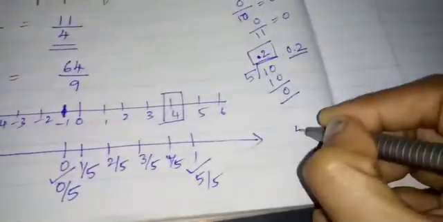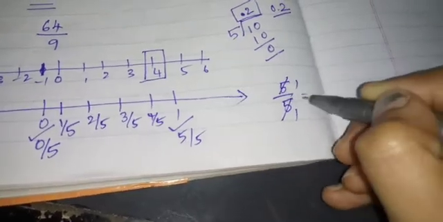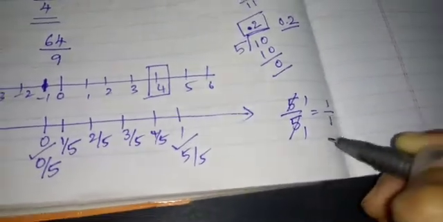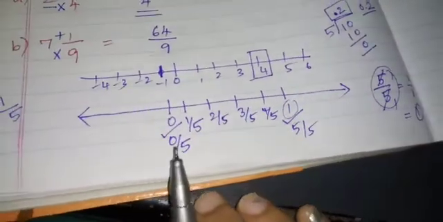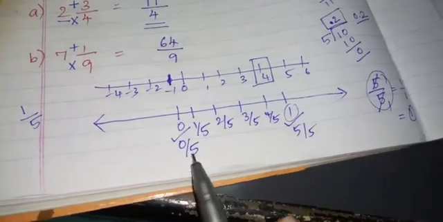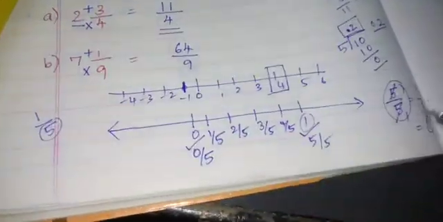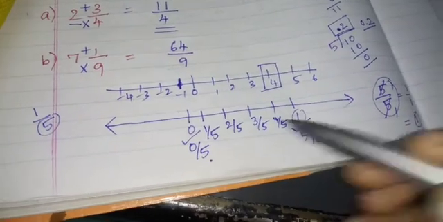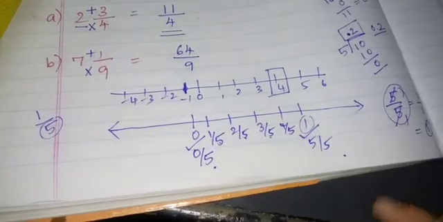How? Listen, if I am writing 5 by 5, in the fifth table, 1 times, 1 times. So what is the answer you are getting? 1 by 1. 1 by 1 is what? 1. So instead of 1, can we write 5 by 5? Yes. I told you that 1 by 5 lies between 0 and 1. So instead of 0, I am writing 0 by 5, and instead of 1, I am writing 5 by 5. Why am I using 5? Because we want it in terms of 5. That's why 0 by 5, 5 by 5. All the denominators should be same. So now, did you get the value of 1 by 5?